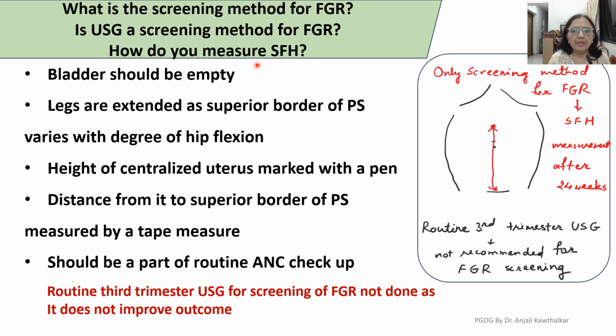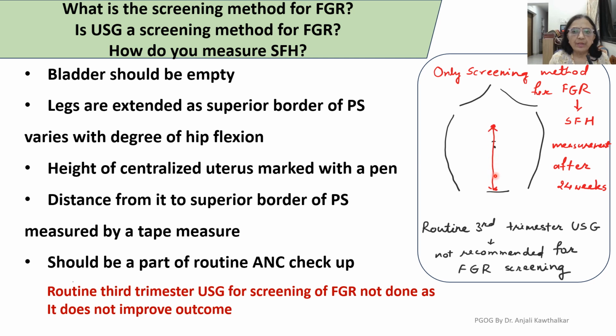What is the technique of measuring the symphysiofundal height? Bladder should be empty. Legs are extended as superior border of the pubic symphysis keeps on changing depending on the degree of hip flexion. That is why it is better to ask the patient to extend the lower extremities whenever we want to measure the symphysiofundal height. Height of a centralized uterus is marked with a pen. Distance from it to the superior border of pubic symphysis is measured by tape measure.